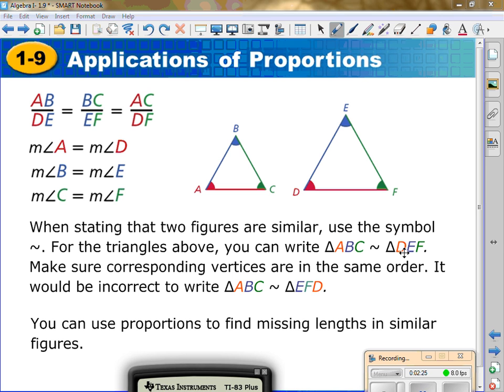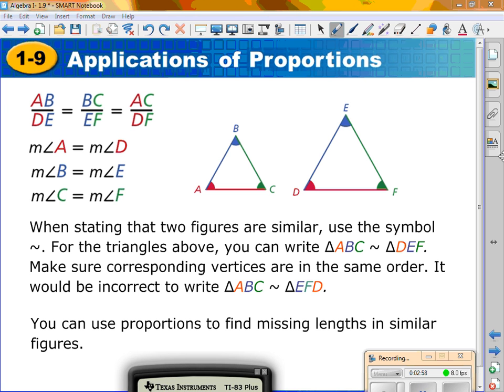You have to make sure that things are matching. Notice that I had it color-coded. A matches up with what letter on the other triangle? D. So if A is in the first position, D has to be in the first position here. B matches with E, C matches with F. If I were to write triangle ABC is similar to triangle EFD, that is incorrect because A does not match up with E.